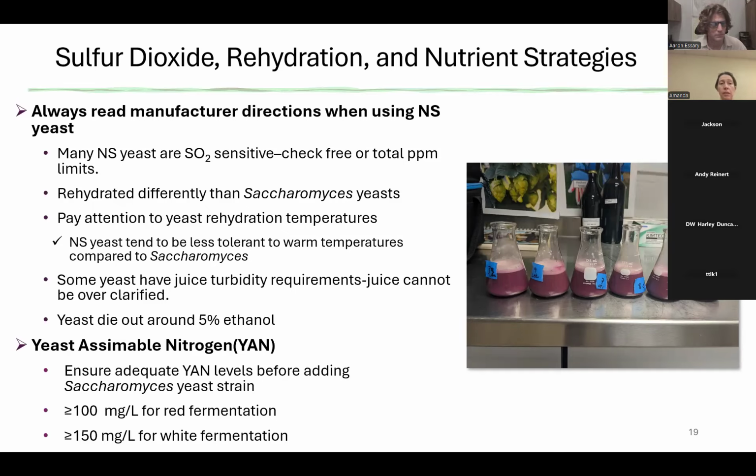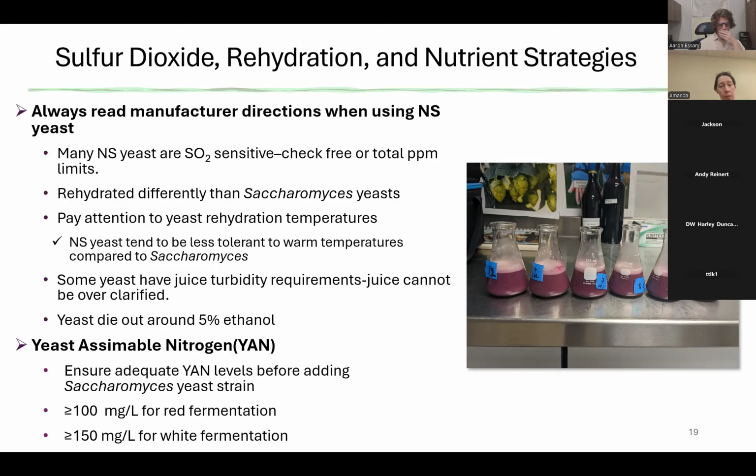Many of these non-Sac yeast are SO2 sensitive, as in they can't handle more than 15 parts per million of free or total SO2. I think it's usually free SO2, but it'll specify on the tech sheet. Some of them are rehydrated differently than Saccharomyces, so you don't have to use GoFerm, but you also have to pay attention to the rehydration temperatures. I know, for instance, that L. thermotolerans doesn't like to get warmer than about 85 degrees Fahrenheit in its rehydration water, so less tolerant to warm temperatures compared to Sac.